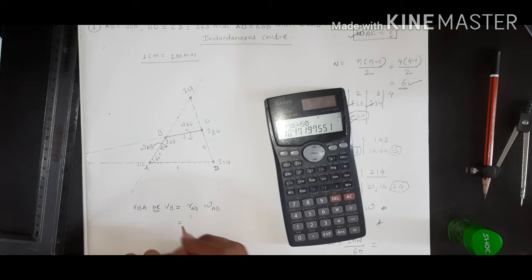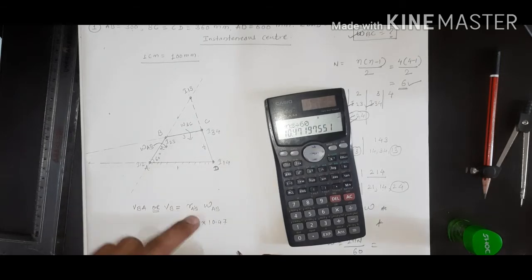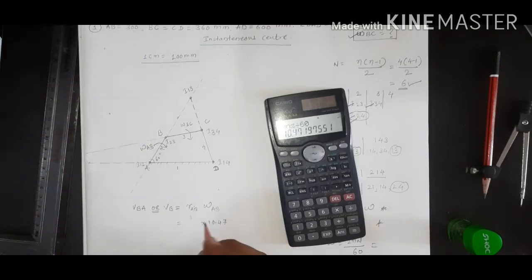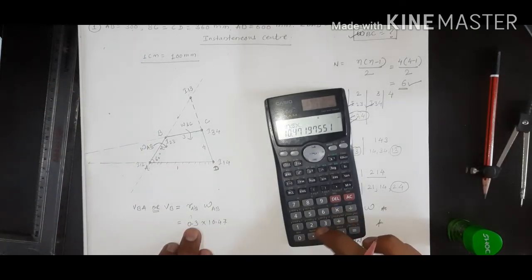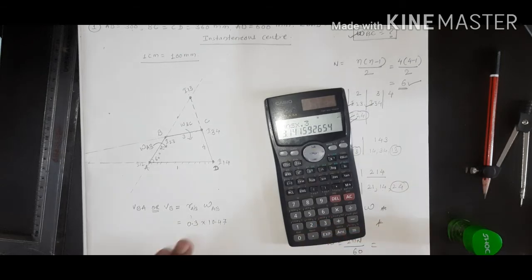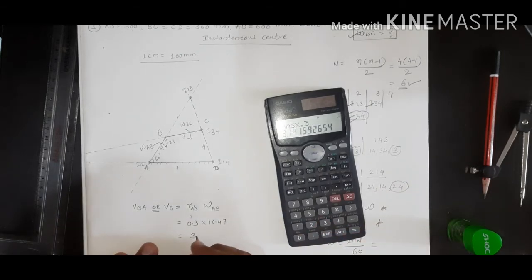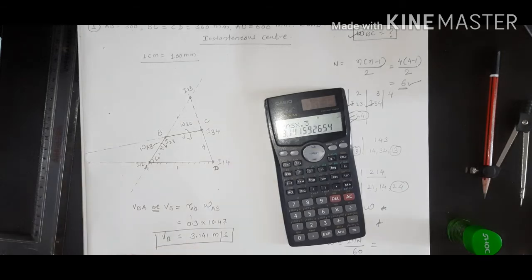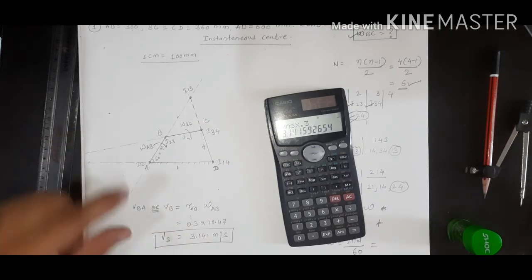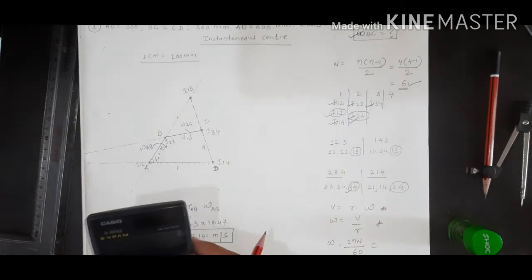Omega is equal to 10.47. Now the radius of the link is given as 300, so it will be 0.3 meter, so into 0.3. So it is coming 3.141 meter per second. So this is the absolute velocity of point B, or you can say VBA, right?